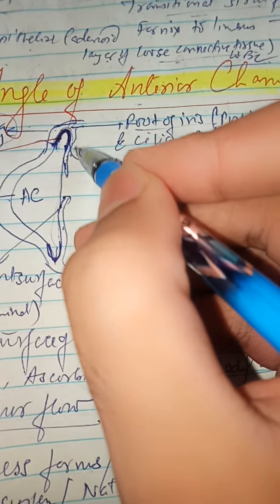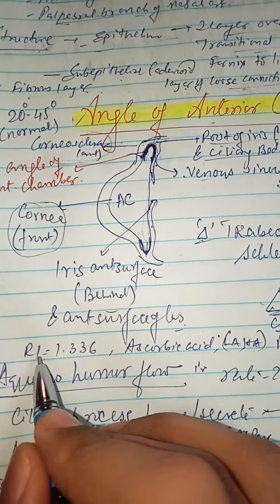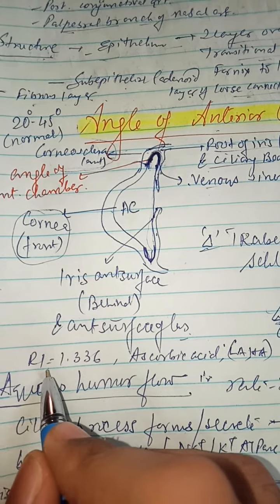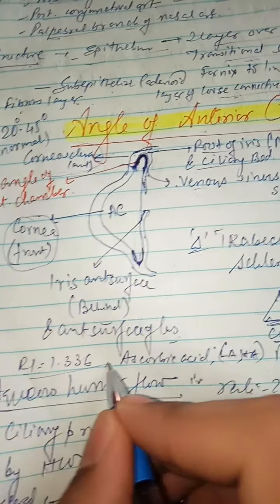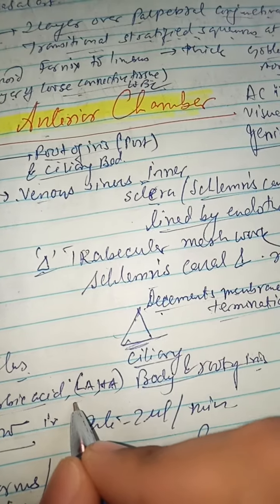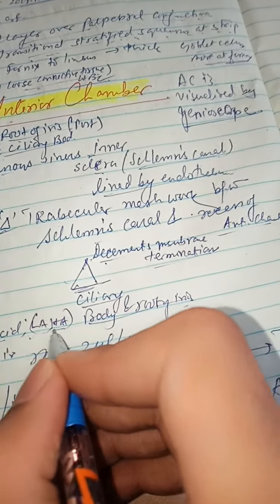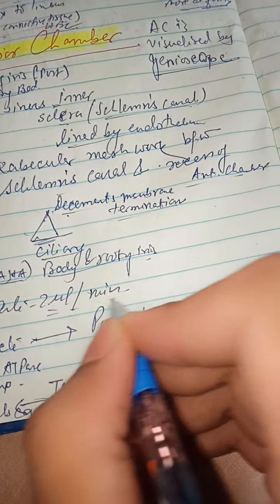Now the aqueous humor is secreted from the ciliary processes. So what is the composition of the aqueous humor? It has a refractive index of 1.336. It has more ascorbic acid, hyaluronic acid and lactic acid, and the rate of flow of the aqueous humor is 2 microliters per minute.